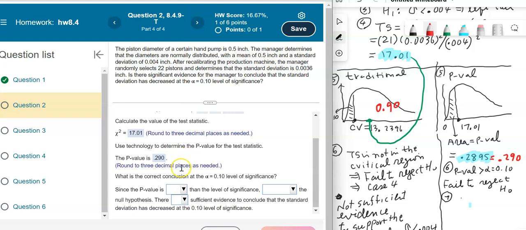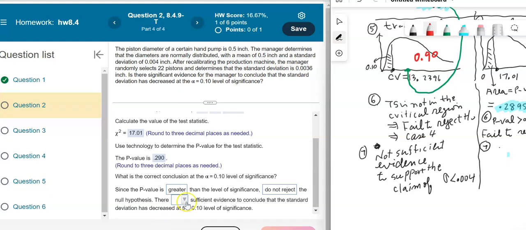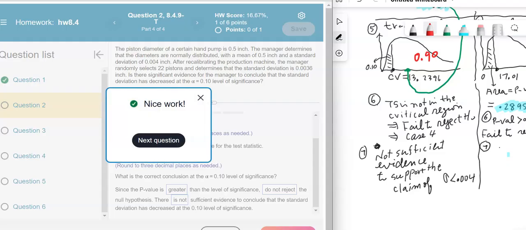So now, since the p-value is greater than the significance level, we do not reject the null hypothesis. And what's the final conclusion? There is not sufficient evidence to support the claim. Okay.